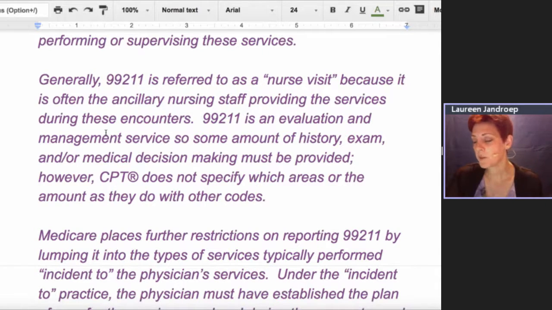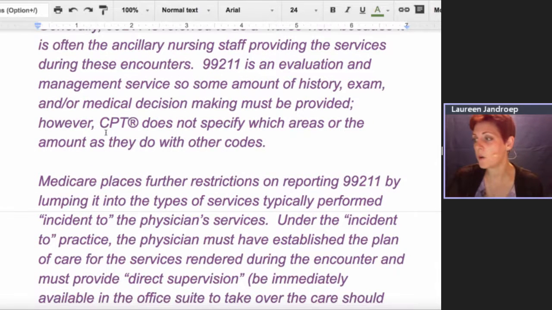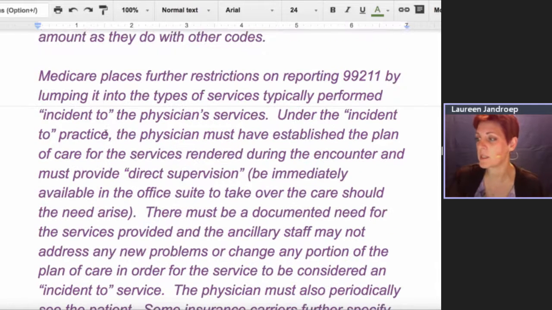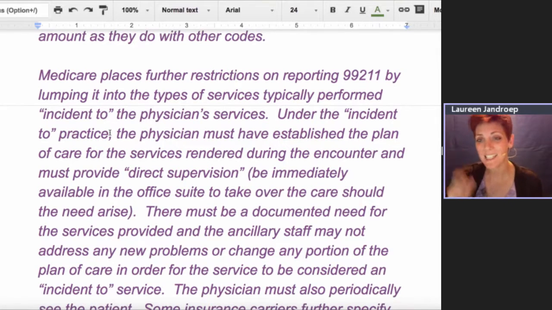Medicare places further restrictions on reporting this code by lumping it into the types of services typically performed incident to physician services. And what that means is under the incident to practice, the physician must have established the plan. So it's not that the nurse is just taking over and treating the patient. The physician has established the plan and the nurse is doing follow-up in relation to that. So that's what that incident to is talking about.